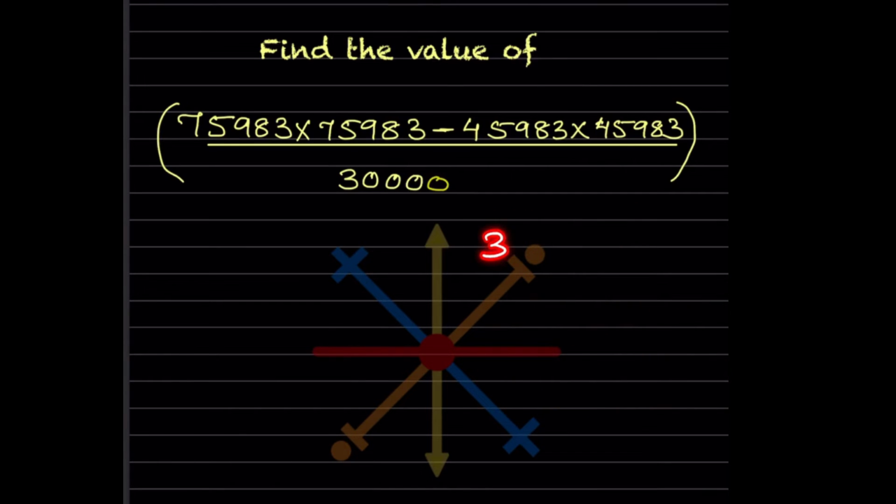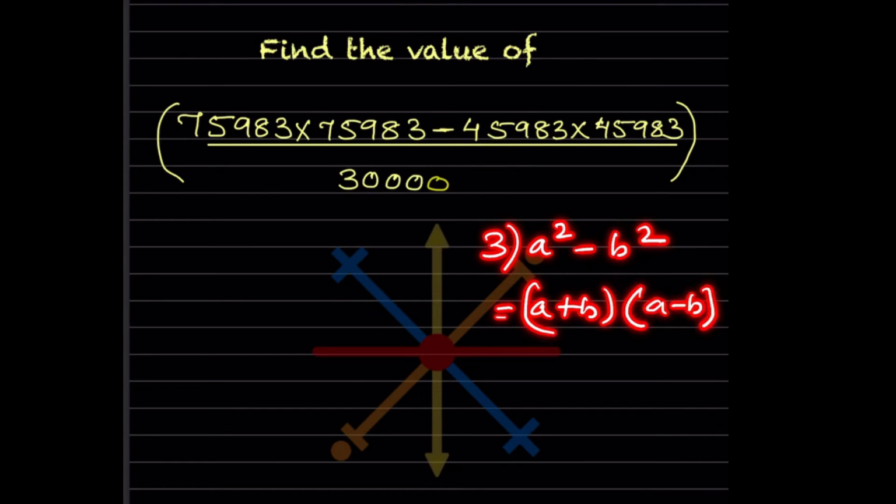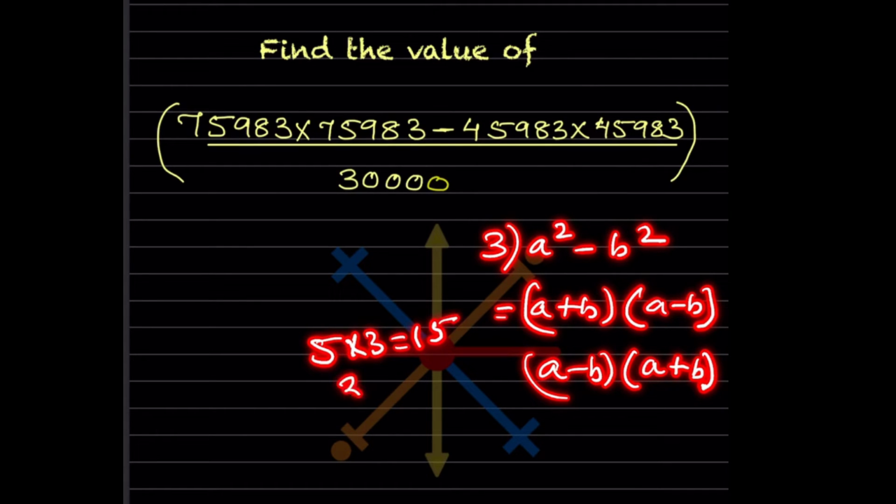And the third identity is a square minus b square. That is going to be (a plus b)(a minus b), or we can also write this as (a minus b)(a plus b). Why can we write both ways? See, if you write 5 multiplied by 3, that is 15. If you write 3 multiplied by 5, that is also going to be 15. So this is the same. When we write a bracket, it means there is a multiplication sign in between them.